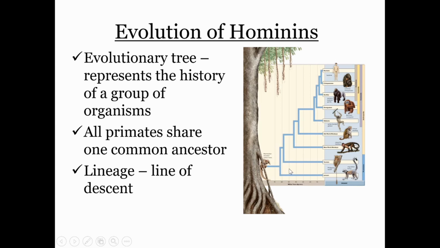The lineage is the line of descent. We can trace the lineage back. So for this lemur here, we can trace it back to this common ancestor. If we look over here, we can trace humans and chimpanzees to its common ancestor right here, where we join together to a smaller branch.